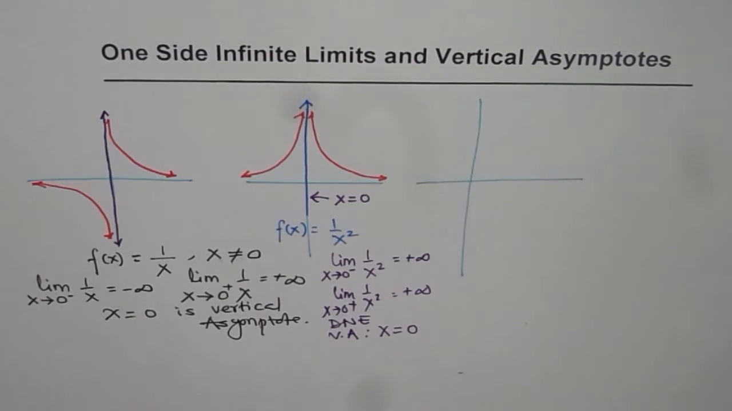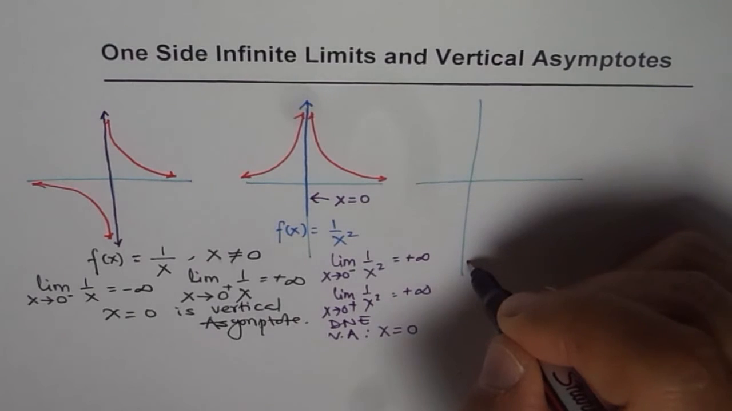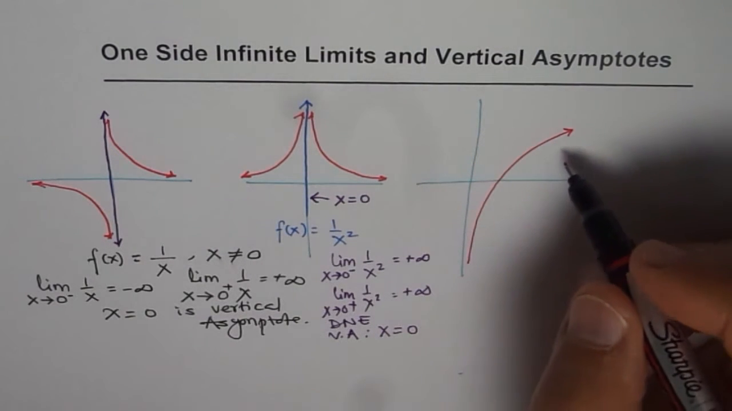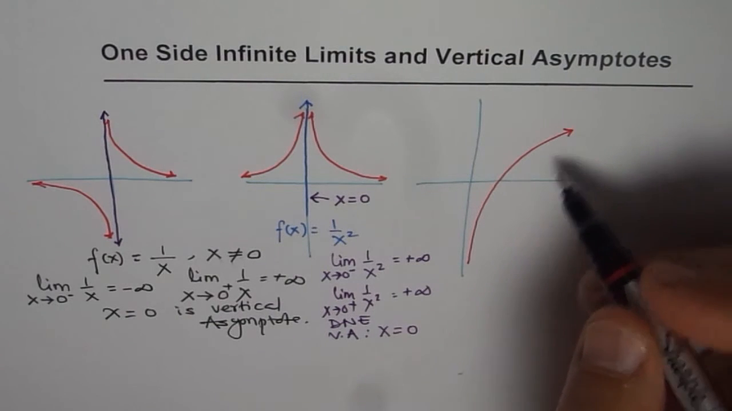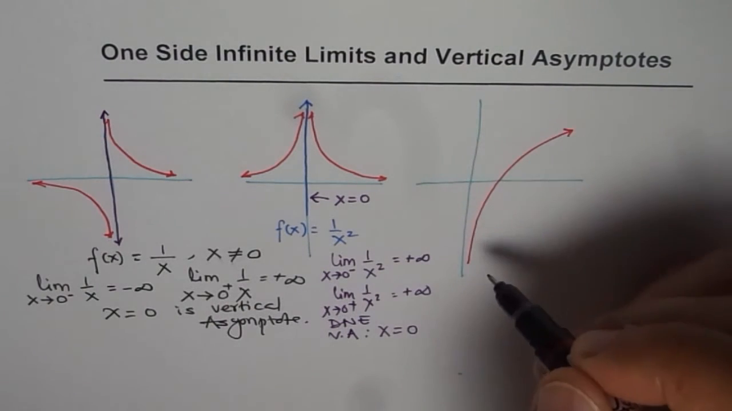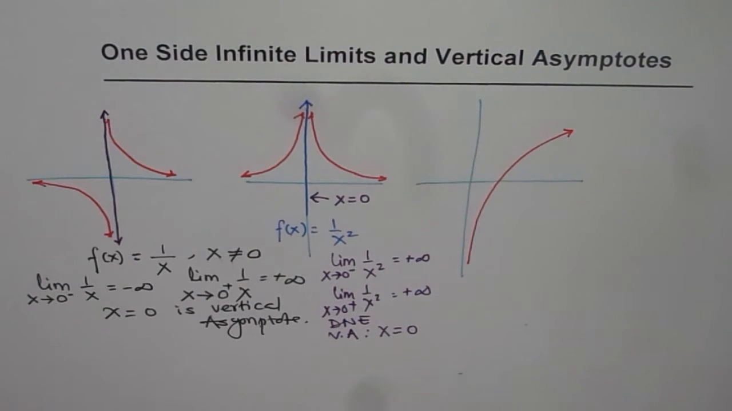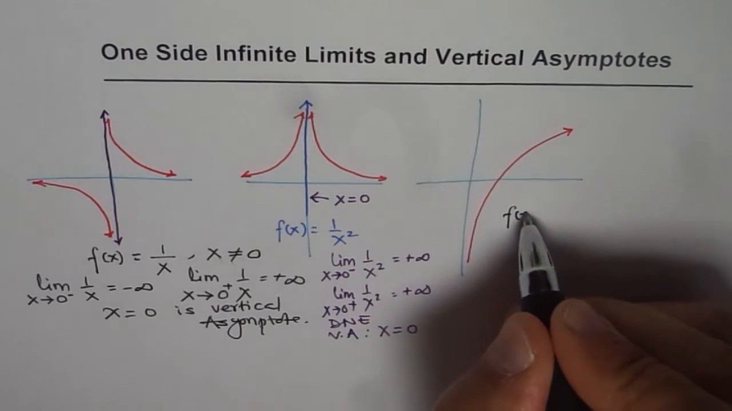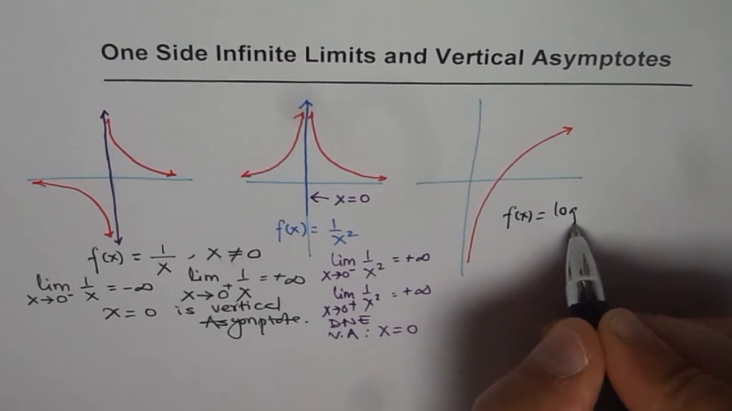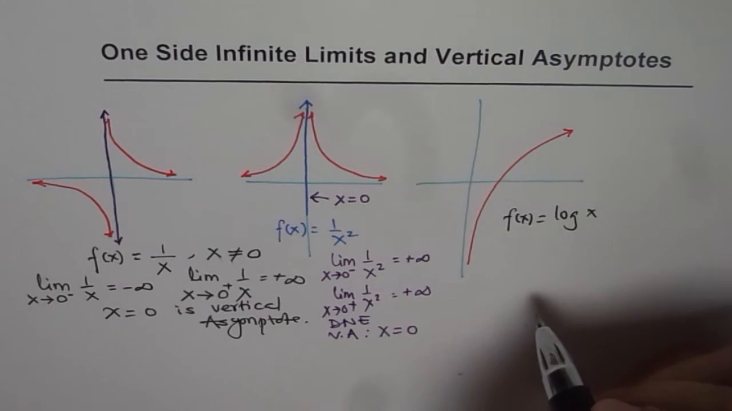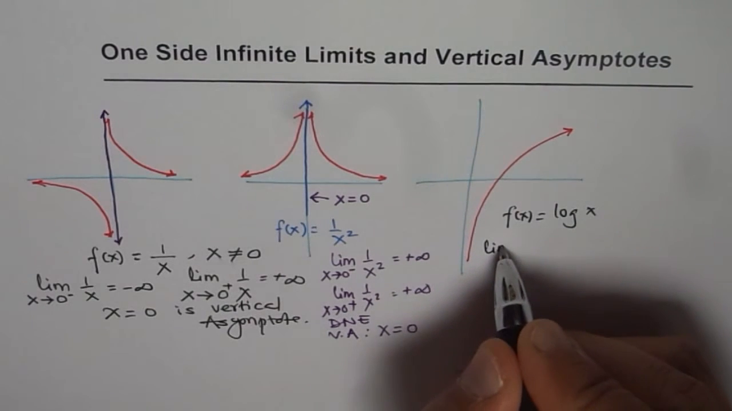Well, there are other examples where it is not necessary that we have the limit from both sides. For example, log x. So log x is a function like this, right? It is the inverse of the exponential function. So if I have a function f of x equals log x, let it be to the base 10, what is the limit of this function?